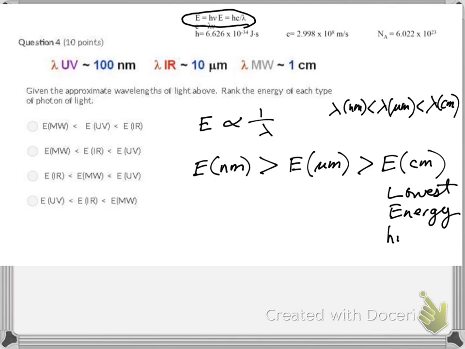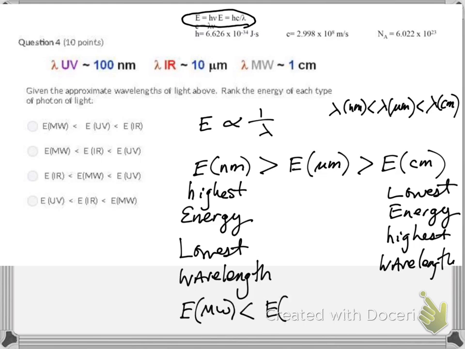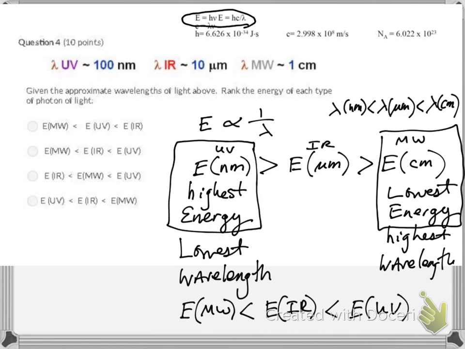So it's the lowest energy, highest wavelength or greatest wavelength. This has to be the highest energy because the nanometer is the lowest wavelength or the smallest wavelength. That means the energy of the microwave must be the lowest. It's the one at centimeters. Then the energy of the UV, which is in nanometers, must be the highest. And that would make answer B correct.